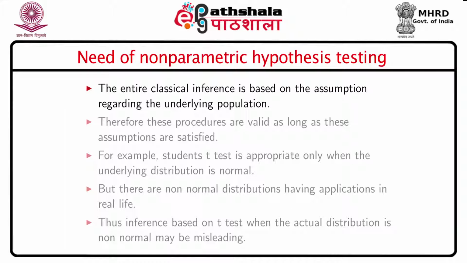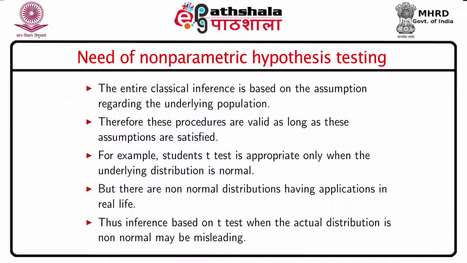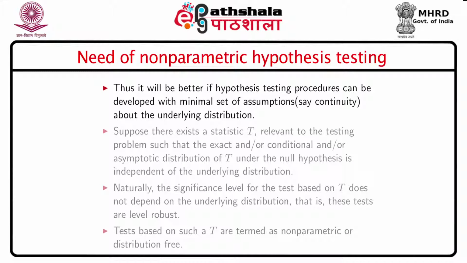We start with the need of non-parametric hypothesis testing. The entire classical inference is based on assumptions regarding the underlying population. Hence, these procedures are valid as long as these assumptions are satisfied. For example, Student's t-test is appropriate only when the underlying distribution is normal. But there are non-normal distributions having applications in real life. Therefore, inference based on the t-test when the actual distribution is non-normal may be misleading. Thus, it will be better if hypothesis testing procedures can be developed with a minimal set of assumptions like continuity or symmetry of the underlying distribution.